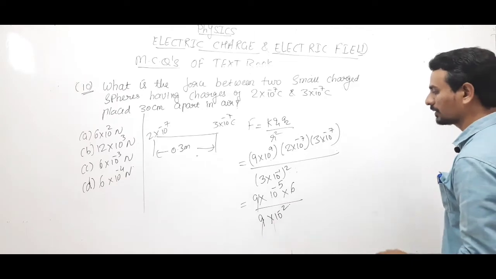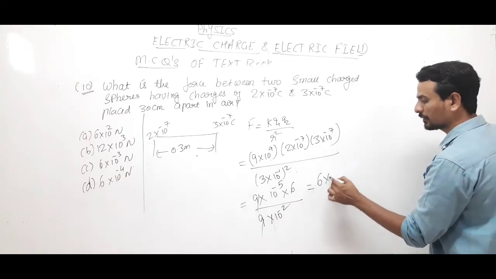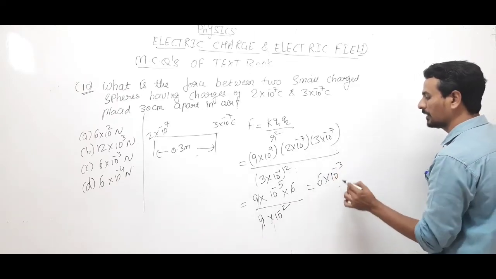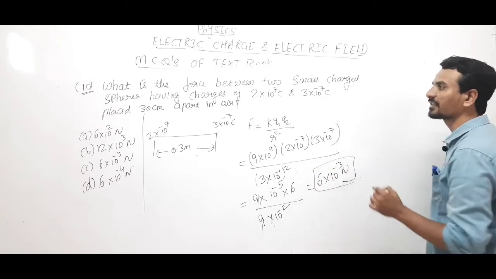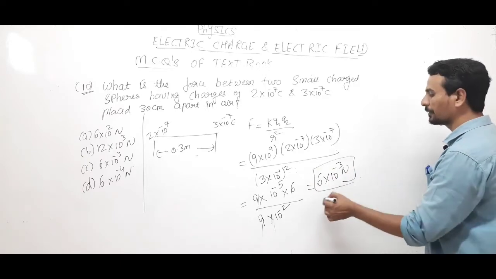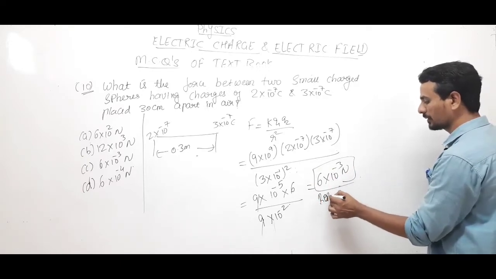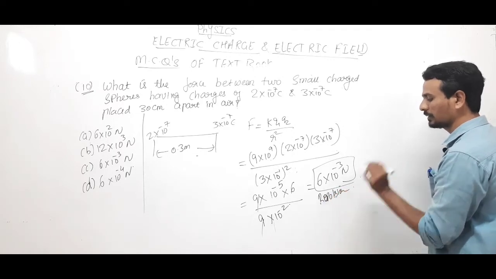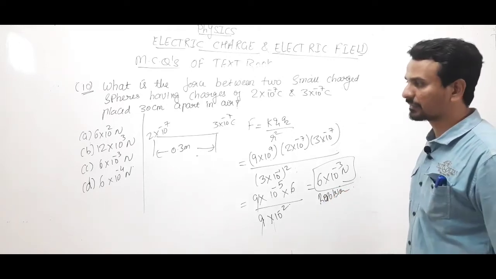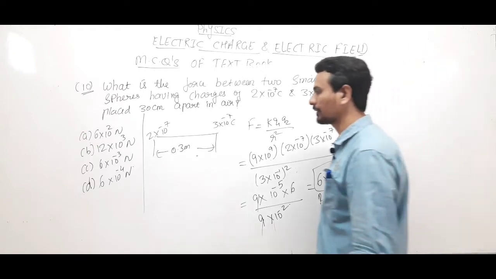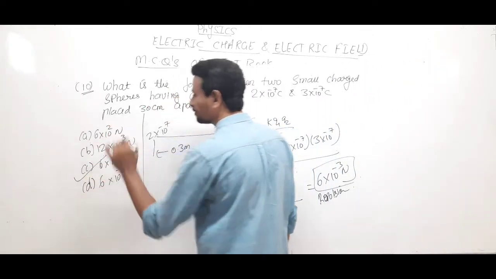So this will be 6 into 10 raised to minus 3 Newton, and since both the charges are positive, there will be repulsion, right? So your answer is 6 into 10 raised to minus 3 Newton. So C is the correct option.